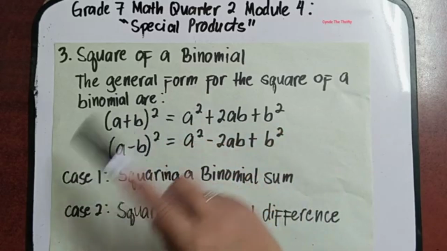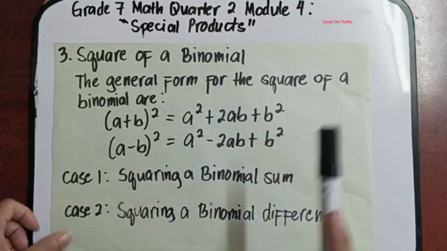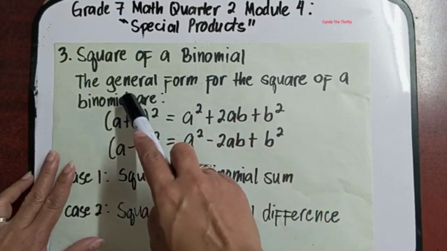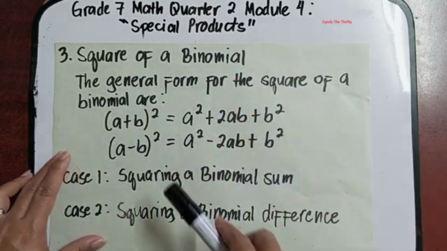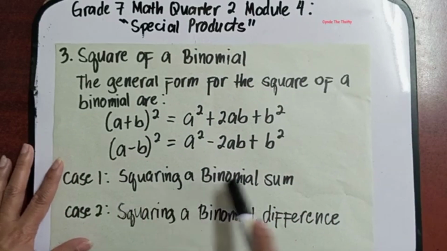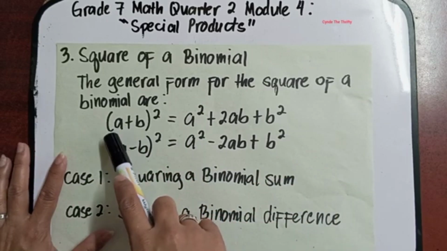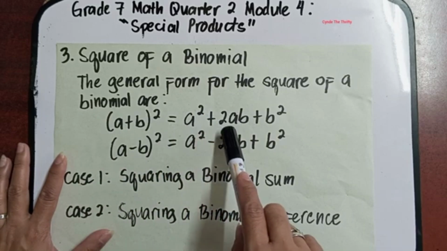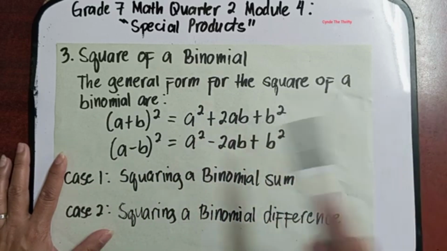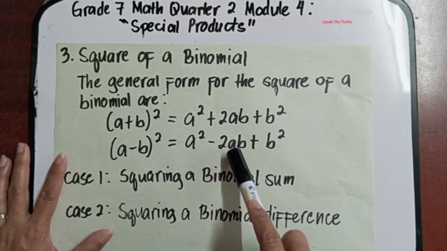Nasa pangatlong type na tayo ng special product. So, that is square of a binomial. Ano yung square of a binomial? Ang square of a binomial, meron siyang general form. Okay, meron tayong dalawa. Ang first case natin is squaring a binomial sum. So, ang formula sa pag-square ng binomial sum, for example, a plus b squared, ang sagot natin is a squared plus 2ab plus b squared. And then, ang squaring a binomial difference, okay, a minus b squared, a squared minus 2ab plus b squared.